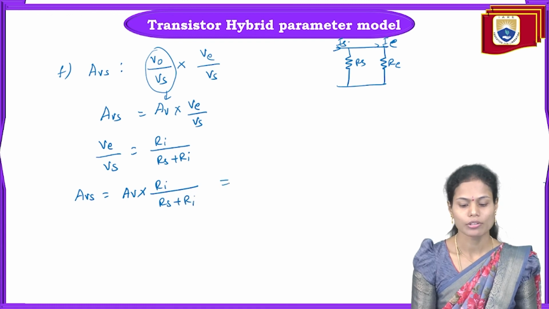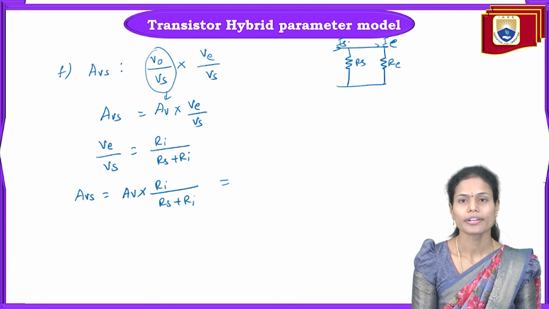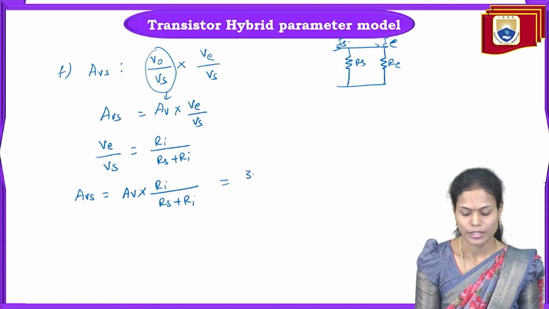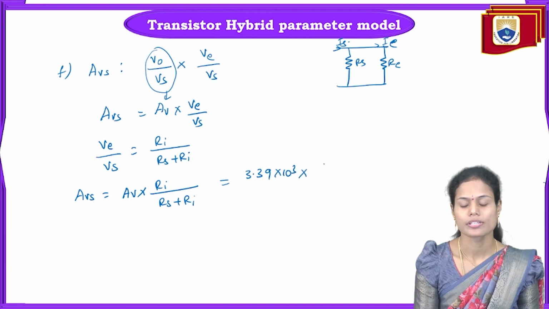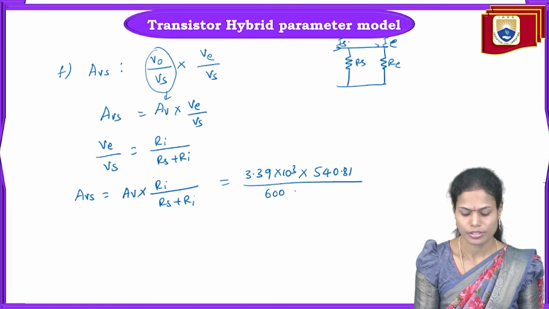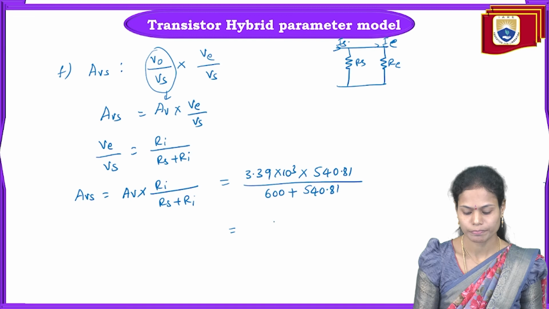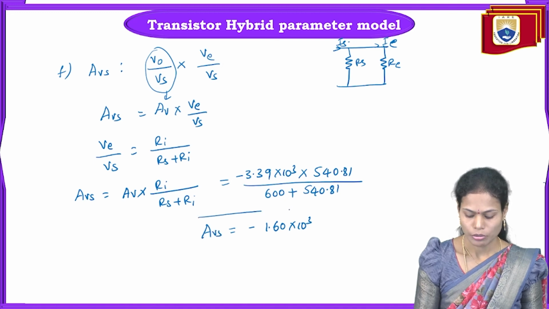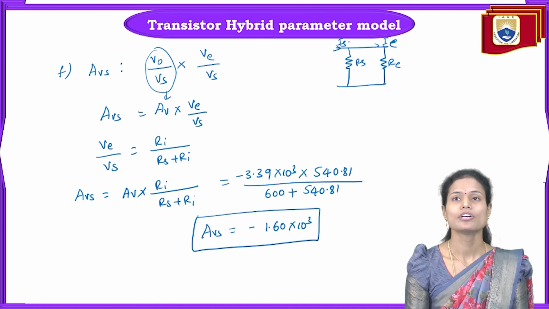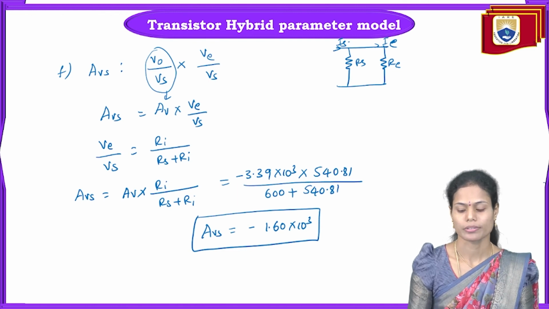So substitute all the values. The voltage gain value we have already calculated. We got it as 3.39 into 10 power 3 into input resistance is 540.81 ohms. Source resistance is 600, and again input resistance is 40.81. So if we simplify it, we will get it as minus 1.60 into 10 power 3. So this is the voltage gain by taking the source resistance into consideration.